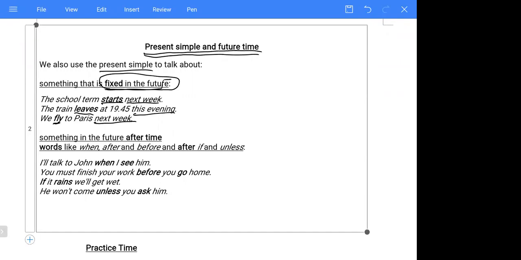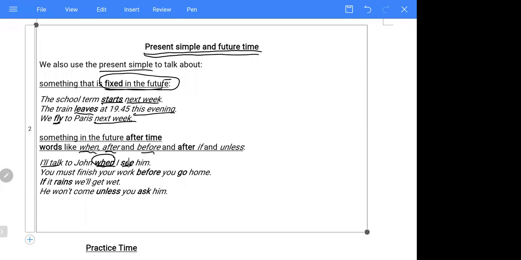The other thing is something in the future after time words like when, after, and before. When you talk about something in the future, after these time words, when, after, before. The first example, look at it. I'll talk to John when I see him. I will talk, simple future. But after the time word, which is when, you use see, which is simple present tense.